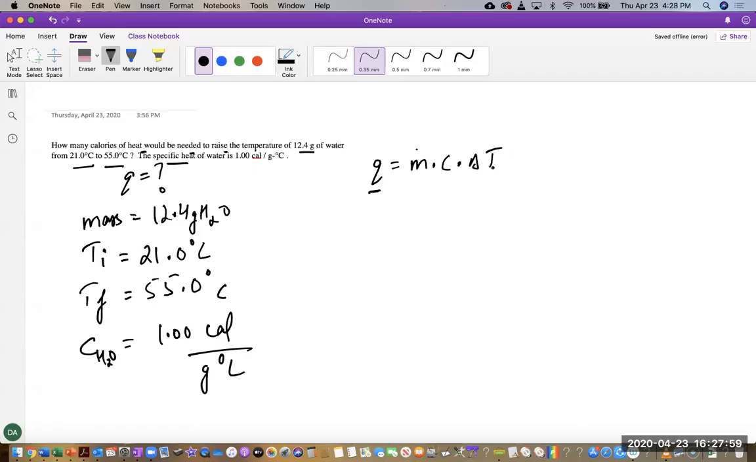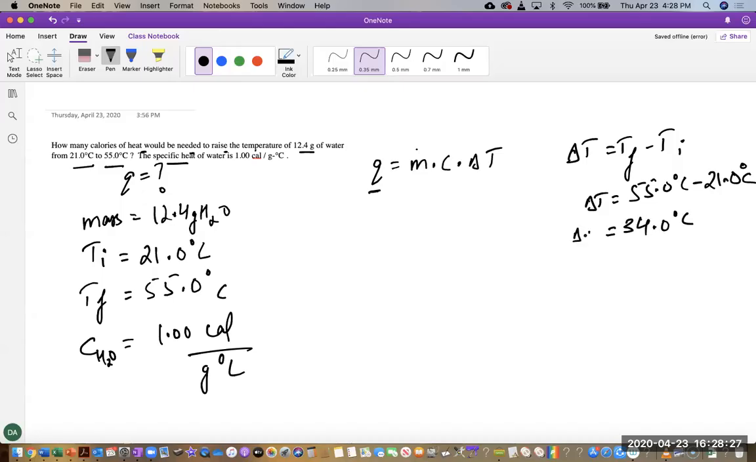Do we have the delta T? Now, guys, again, what does delta T mean? Delta T actually means T final minus T initial. So if we first try to figure out the delta T, T final is 55 degrees Celsius, minus initial temperature, which is 21 degrees Celsius. So 55 minus 21, that's 34 degrees Celsius. So our delta T is 34 degrees Celsius.